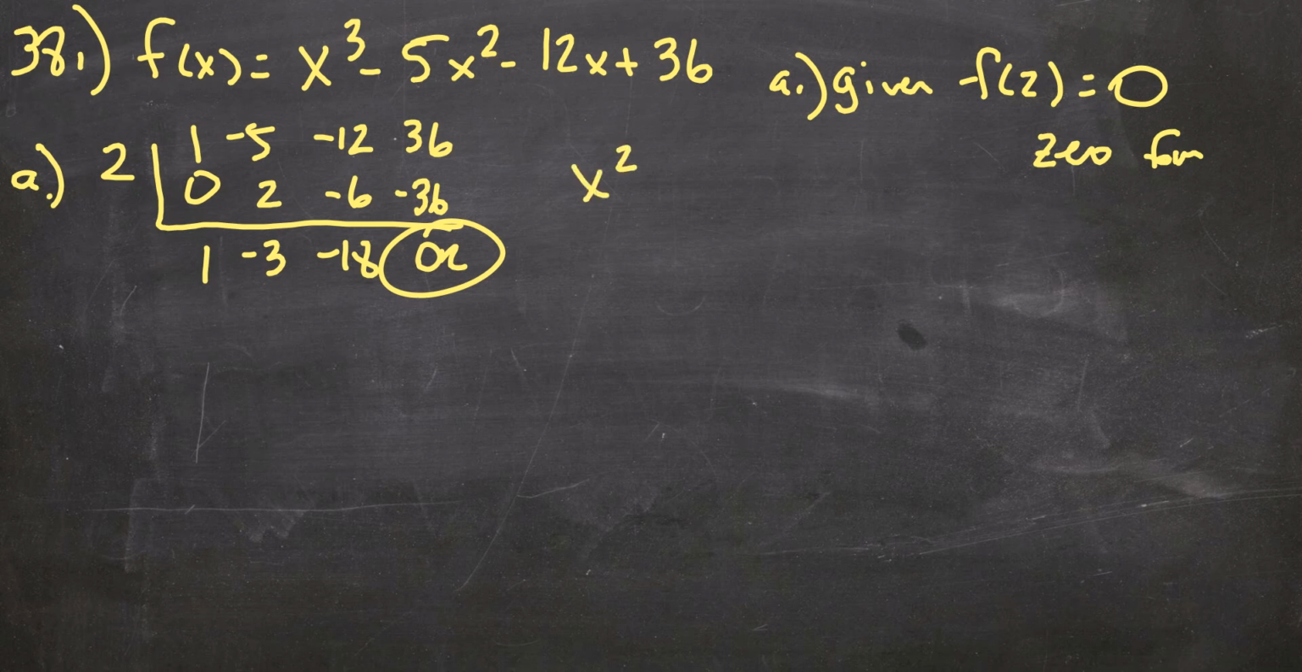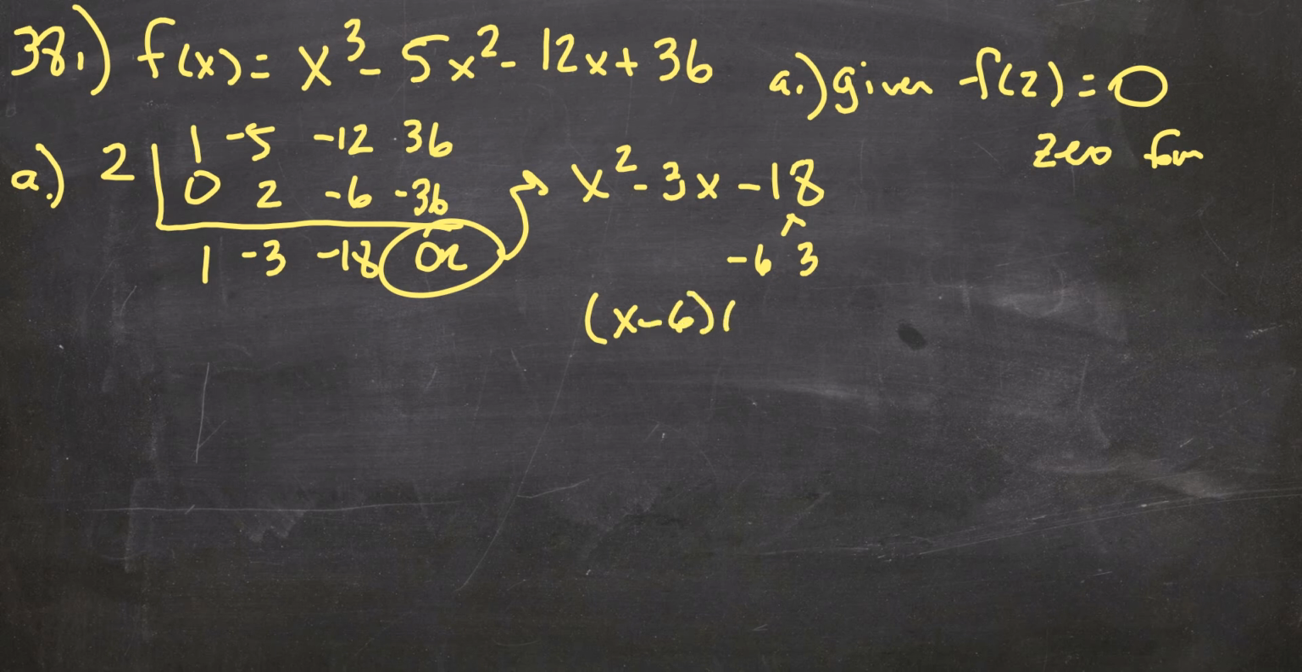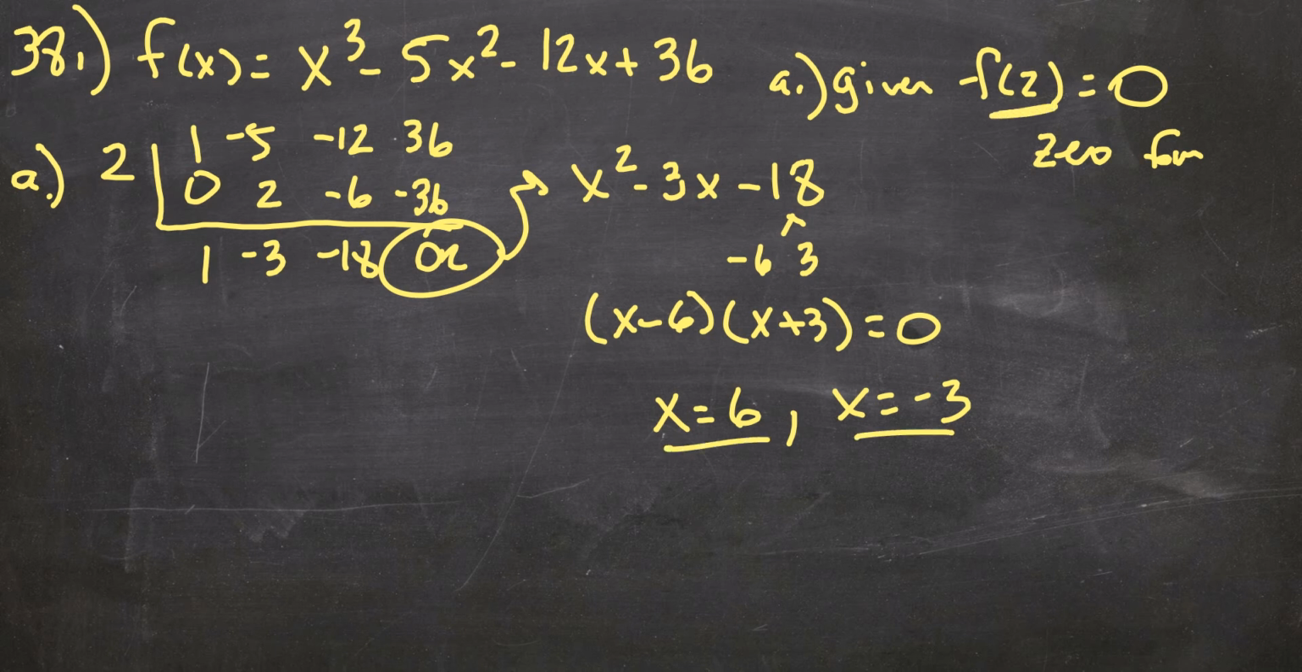Now remember, I go x squared minus 3x minus 18. I get that from these numbers. And I have 6 and 3, and I want -6, so I'm going to have x minus 6, x plus 3 equals 0, which means my zeros are going to be x is 6, x is -3. Now, if I know these are the zeros, and I know that's a 0, I know the factor form of that is x minus 2.